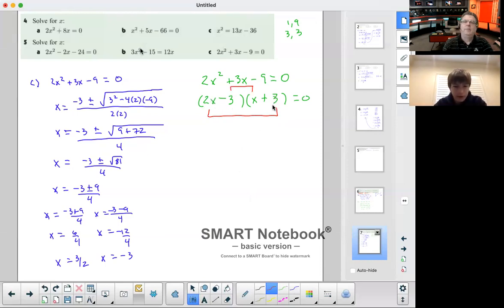Does this always happen when there's a coefficient bigger than 1? Yep, if it's factorable. So 2x times 3 is the 6x, right? And then -3 times x is -3x. And 6x minus 3x is a positive 3x.